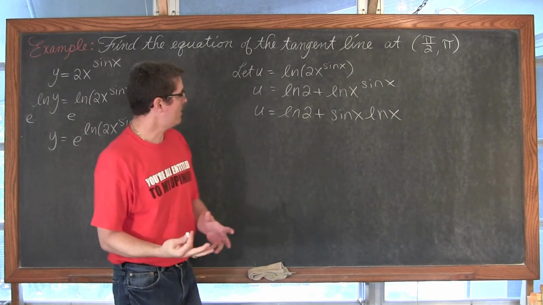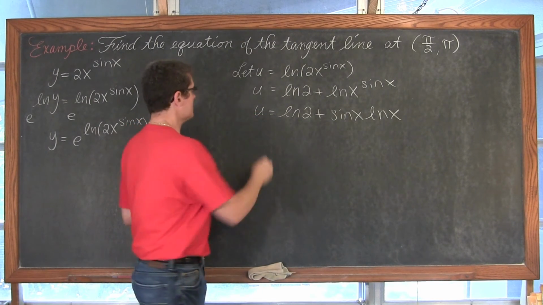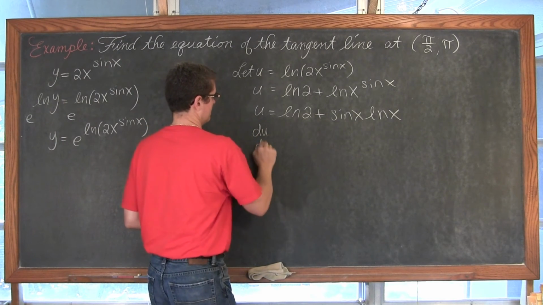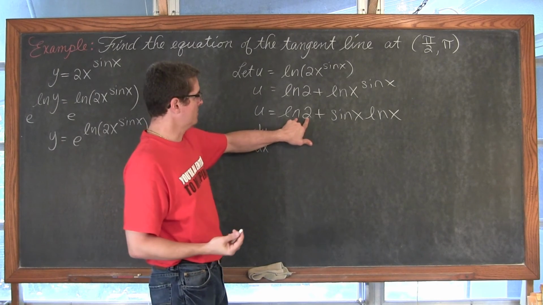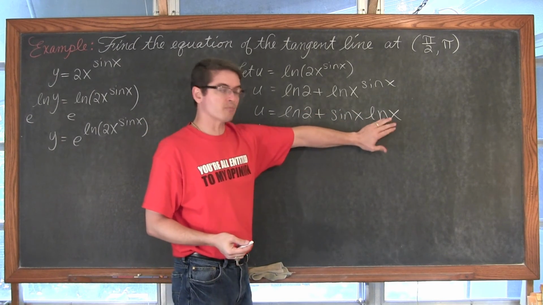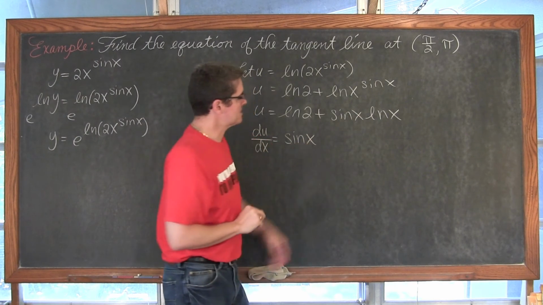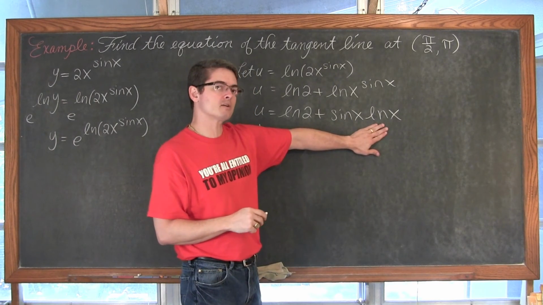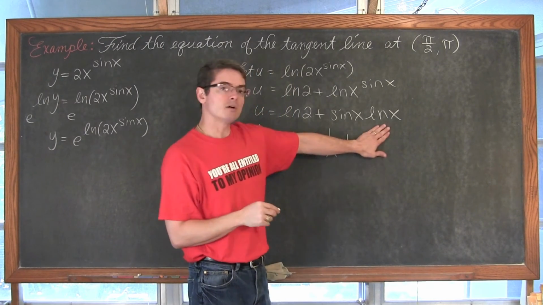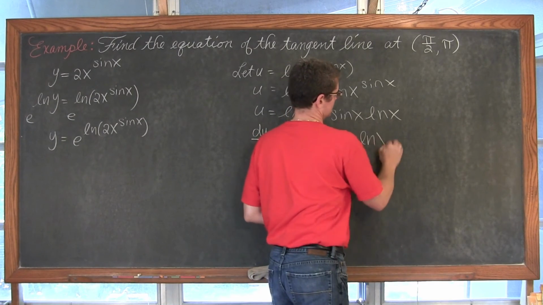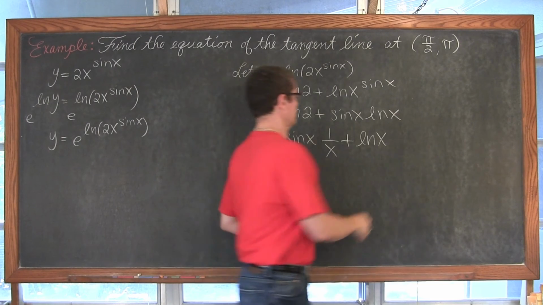All right, now to actually find the derivative of u with respect to x, this is going to be constant, so that's 0, and we're going to use the product rule over here. So we're going to have the sine of x times the derivative of the natural log of x, which is going to be 1 over x, plus the natural log of x times the derivative with respect to x of sine, which is going to be cosine.